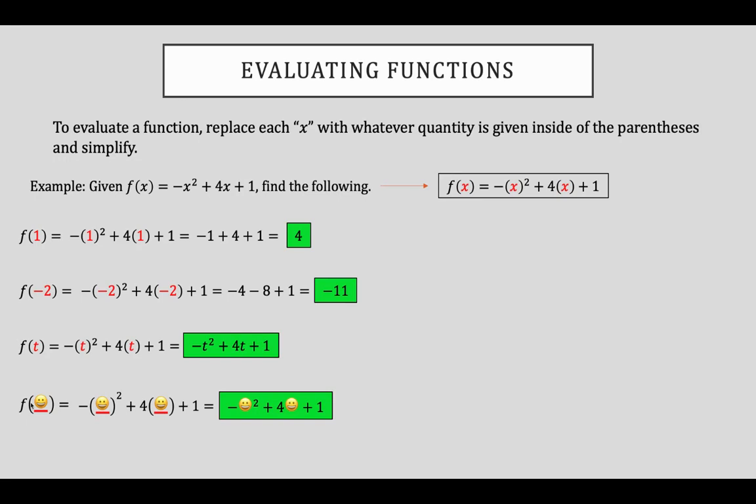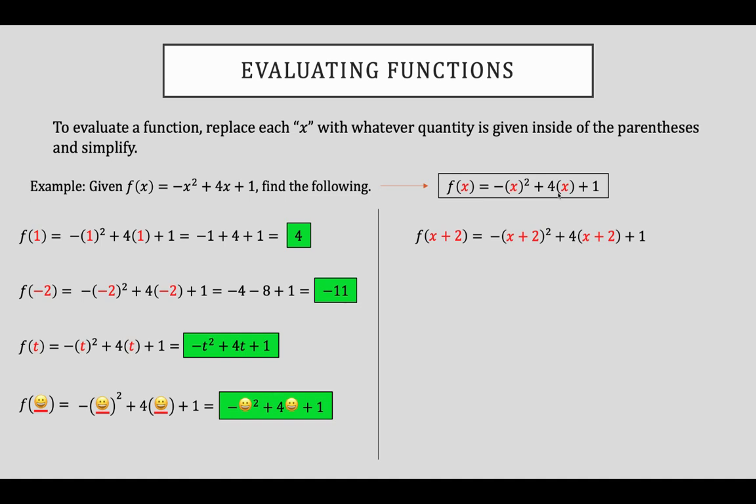All right, let's see if it can get a little bit more complicated here. What about f of x plus 2? Well, the same concept applies. Right here, I have an x plus 2 inside of my parentheses. That means I'm going to replace every single x in my function with an x plus 2. This gives me negative parentheses x plus 2 squared plus 4 parentheses x plus 2 plus 1.